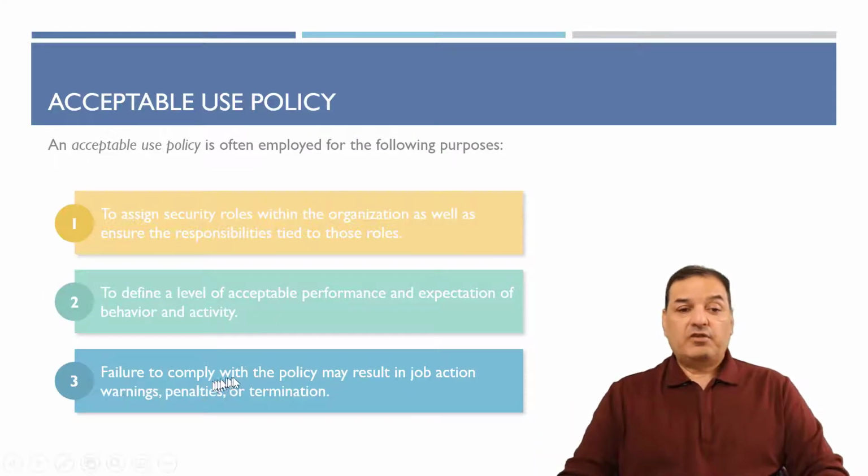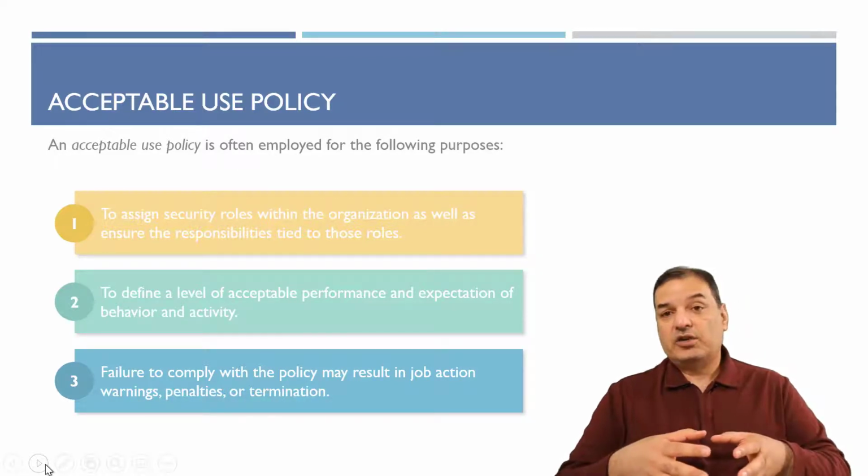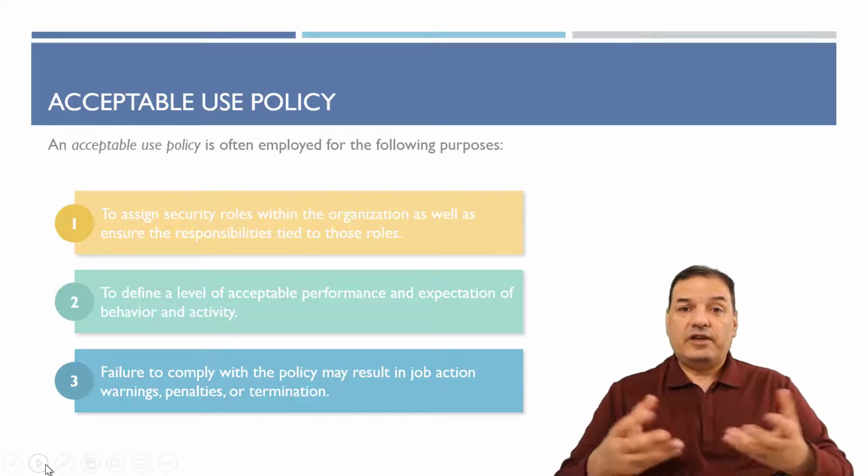Number three, failure to comply with the policy may result in job action, warnings, penalties, or termination. Another necessary part of the information security policy is to have this level of consequences spelled out so nobody is surprised about their responsibility towards protecting the information security of an organization and the consequences of failure to do so.